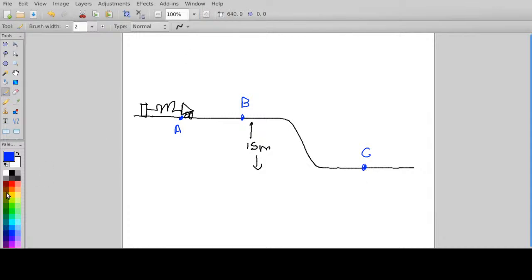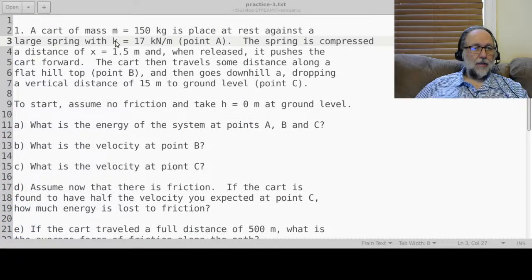Let me switch back and make sure we got it right. The cart has a mass of 150 kilograms. It's placed at rest against a spring with a spring constant of 17 kilonewtons per meter. That's point A. The spring is compressed a distance of 1.5 meters and then released, and it pushes the cart forward. The cart travels some distance along a flat hilltop. That was point B that I drew a minute ago, and then it goes downhill, dropping a vertical distance of 15 meters to the ground, and that's point C.